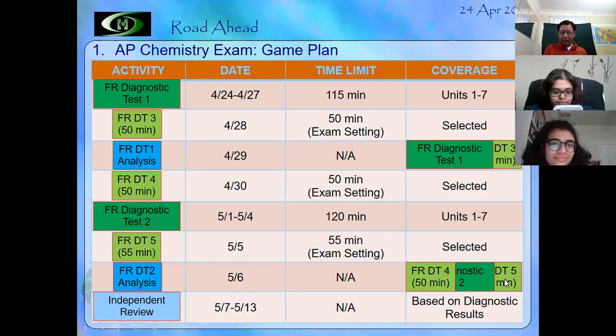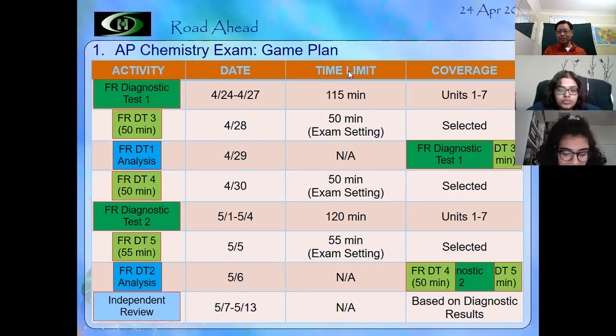So far, any questions regarding this game plan? Any suggestions if you have? Let me pull up the chat, because if you're typing something, I'm not able to see it because I'm not able to see the chat. Okay, nothing so far. All right, so let me go ahead and shift gears.